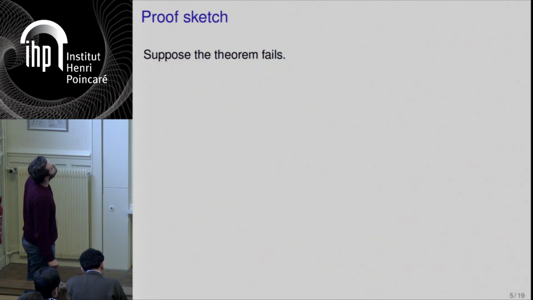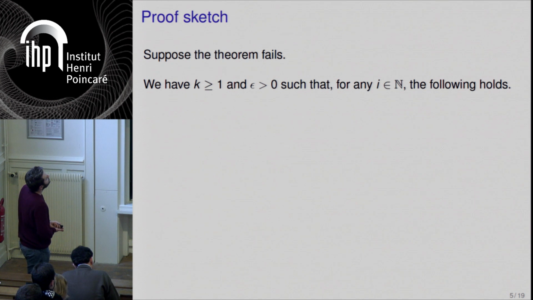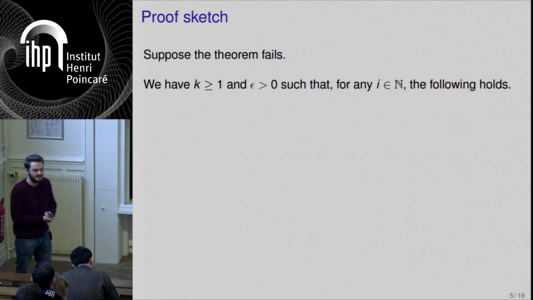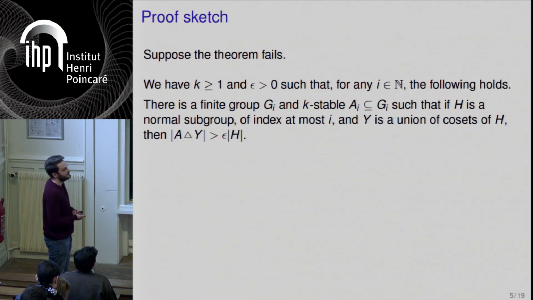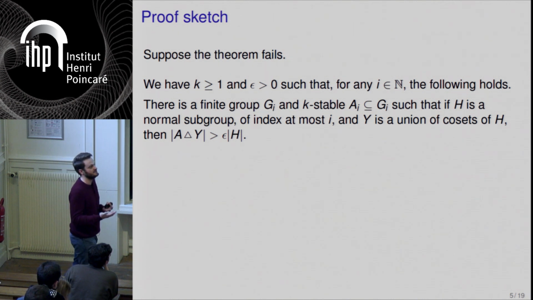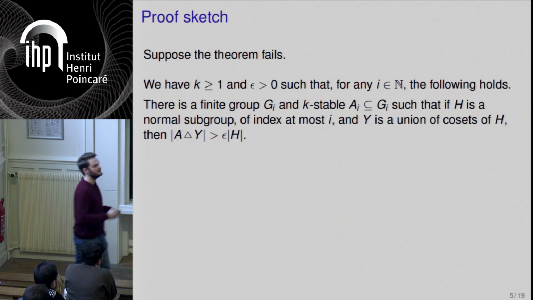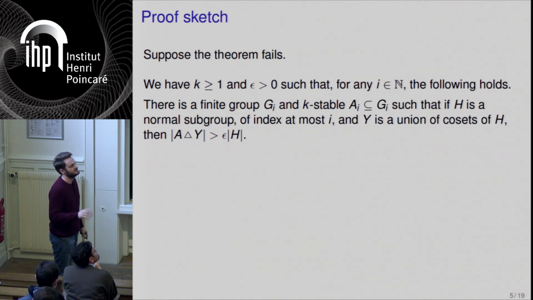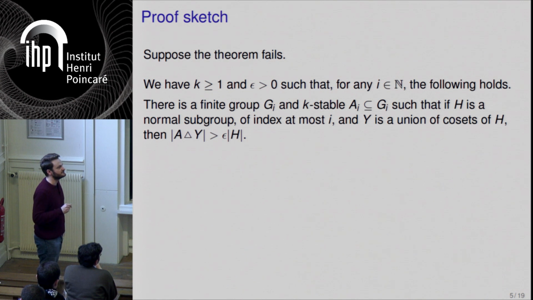So suppose the theorem fails. What does that mean? You have to go back and negate all the quantifiers. So we have a k greater than or equal to 1 and an epsilon greater than 0, so that for any number i I can find a counterexample to the theorem: a finite group G_i, a k-stable subset A_i of G_i, and it's a counterexample in the sense that this set A_i resists decomposition by any finite index subgroup of index at most i. If I take any normal subgroup of index at most i and any union of cosets of it, it doesn't look enough like A_i. So these are my counterexamples to the theorem.